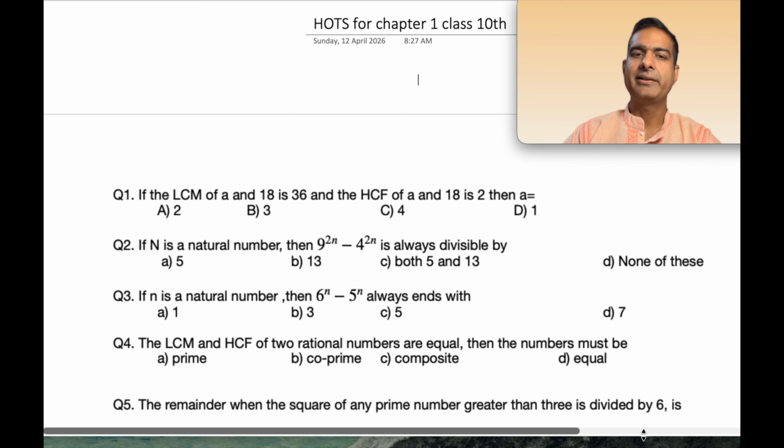So this will be the final lecture for the chapter 1 of class 10th NCERT and higher level questions. So let's start. So the question number 1.